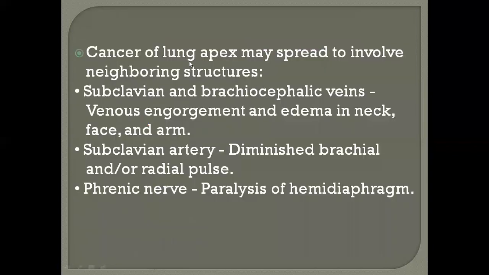Cancer of the lung apex may spread to involve neighboring structures. Subclavian and brachiocephalic veins: venous engorgement and edema in the neck, face and arm. Subclavian artery: diminished brachial and radial pulse because it is compressed. Phrenic nerve: it is compressed, leading to paralysis of the diaphragm, leading to hemidiaphragm.